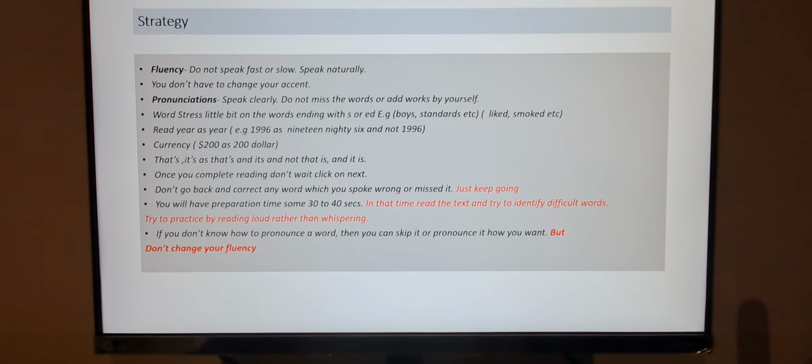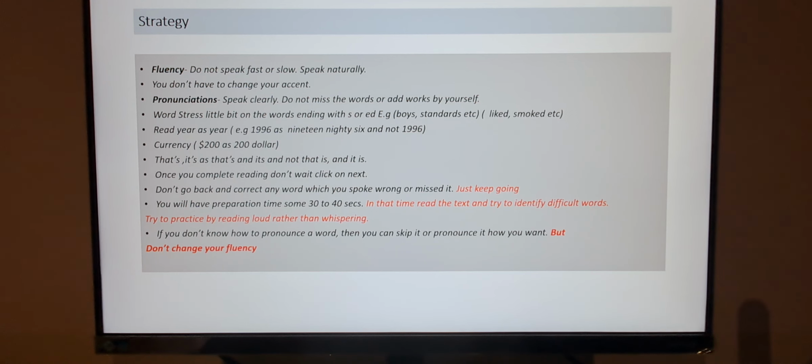Pronunciation: speak clearly. Do not miss words or add words by yourself. Sorry, it's a mistake. Instead of words, it has written works. So as I mentioned before, whatever word you are finding difficult, don't try to add any word, don't try to miss any words. Try to pronounce the word clearly so that you don't lose marks in your pronunciation section.